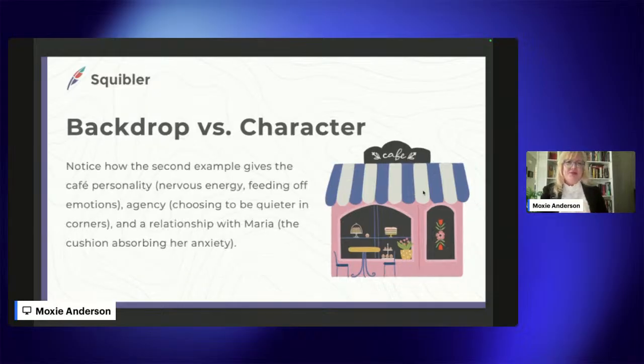Notice how the second example is going to give the cafe personality. It's got a nervous energy. It's feeding off emotions. It's got its own agency. It's choosing to be quieter in corners. And it has a relationship with Maria. The cushion she's sitting on is absorbing her anxiety.